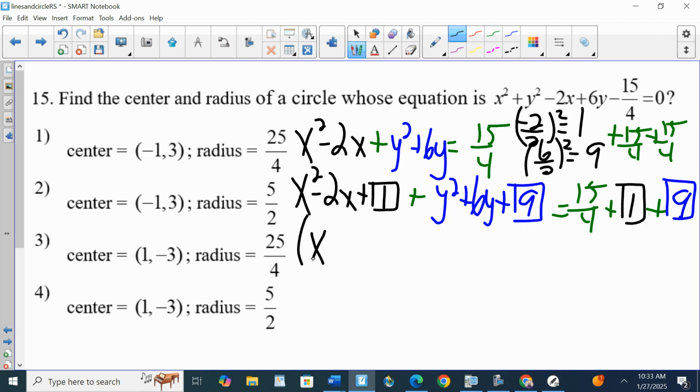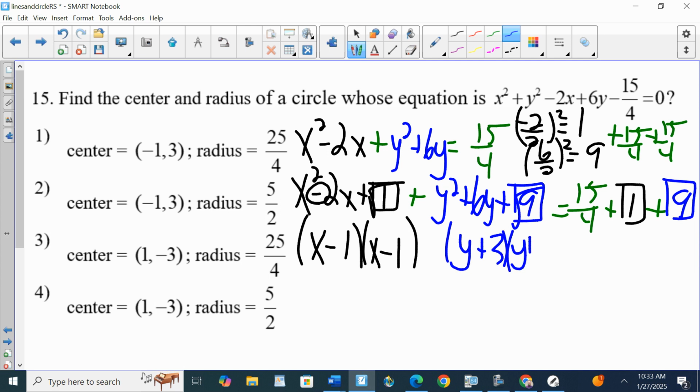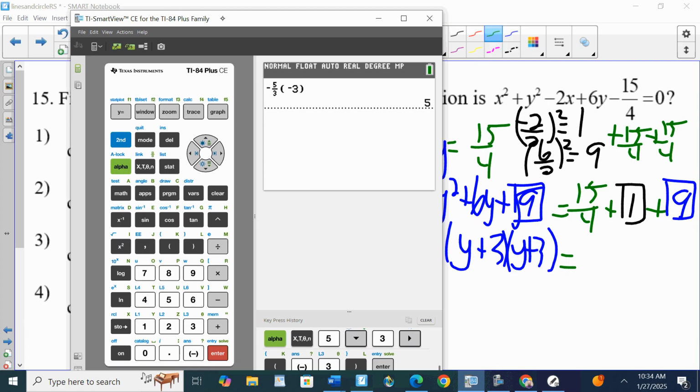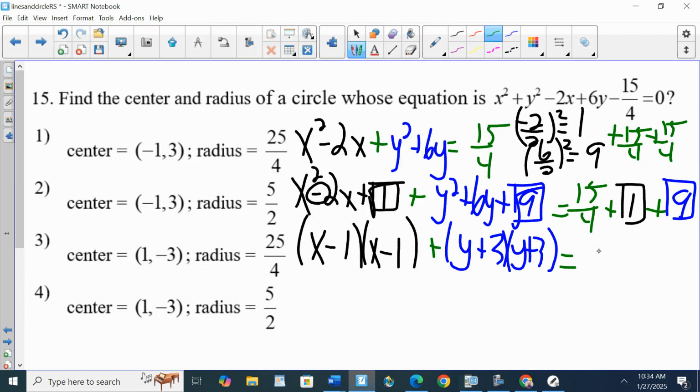Now I factor the trinomial, it's always the same factor written twice, and it's always the square root of that, and it's always the first sign, x minus 1, x minus 1. For the y's, y plus 3, y plus 3. The right-hand side, combine. Since there's a fraction, I would just use the calculator. 15 over 4 plus 1 plus 9 is 55 over 4.